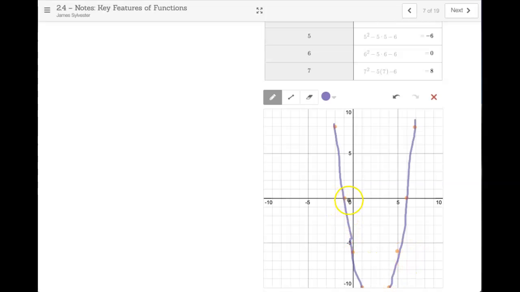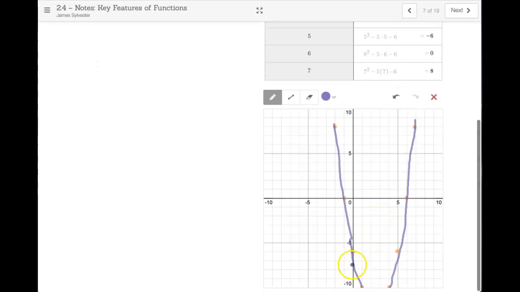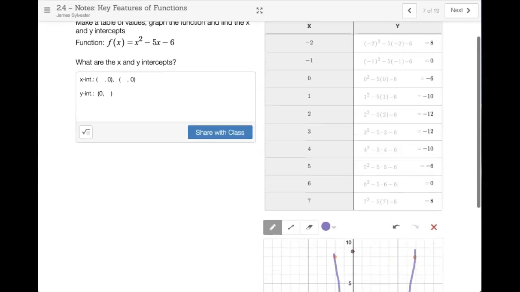The x-intercepts are here at -1, 0, and 6, 0, and then your y-intercept is here at 0, -6. So I already kind of had set up, remember the second number in the x-intercept is always 0, so that's already kind of typed that in.